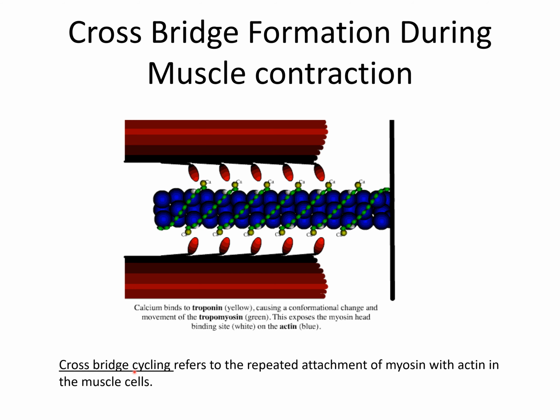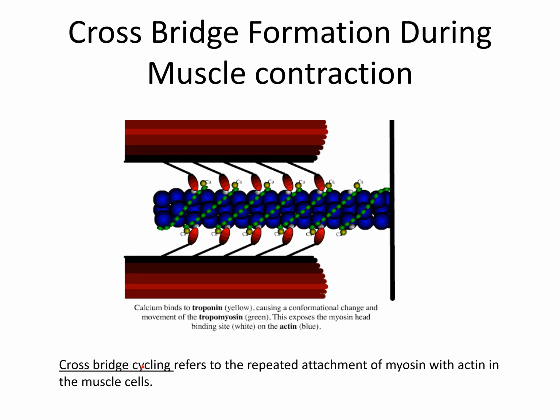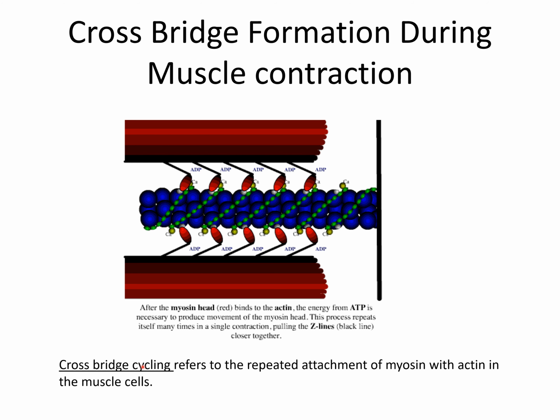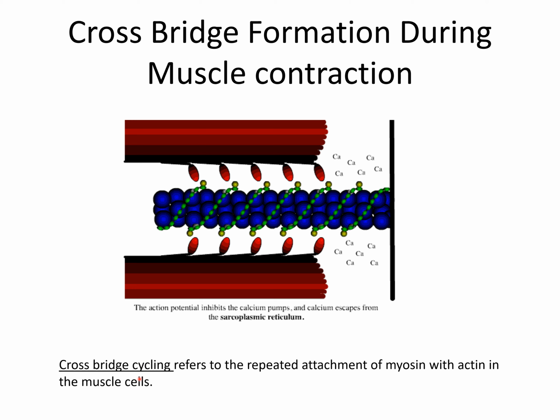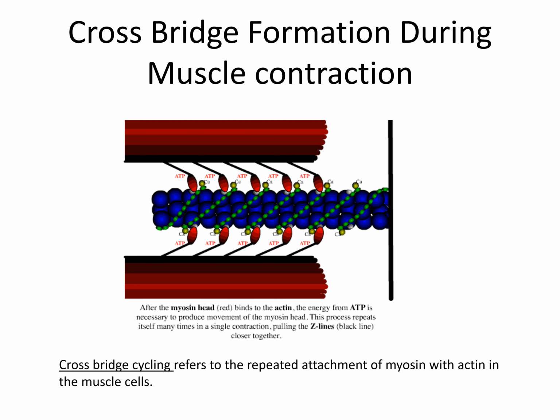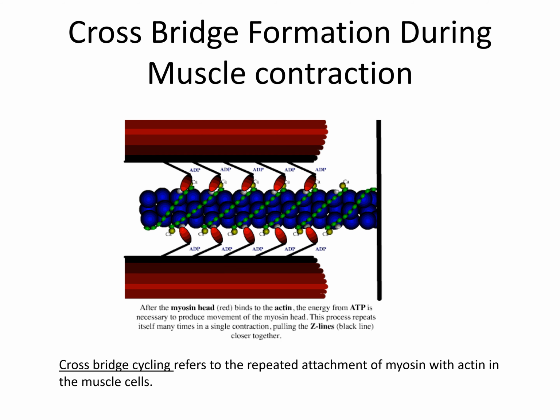The cross bridge cycling itself refers to the repeated attachment of myosin and actin to cause contraction and relaxation, and again contraction and relaxation, and so on. All types of muscle cells contract in this manner. So just understand the cross bridge formation overall before we delve into the details. The two most important components are ATP and calcium ions.